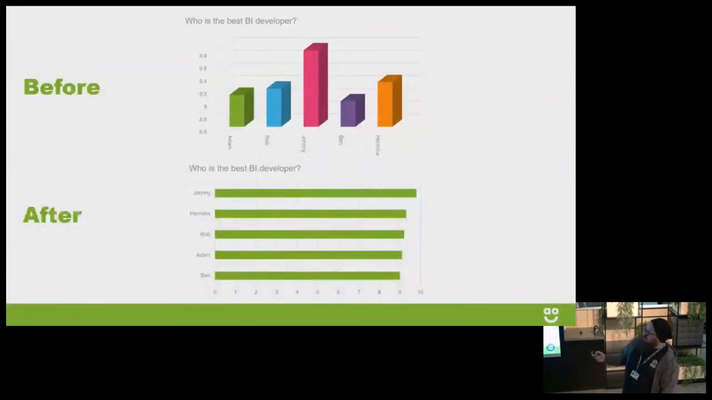What are the numbers? It's the level of BI bestness. High is definitely better.